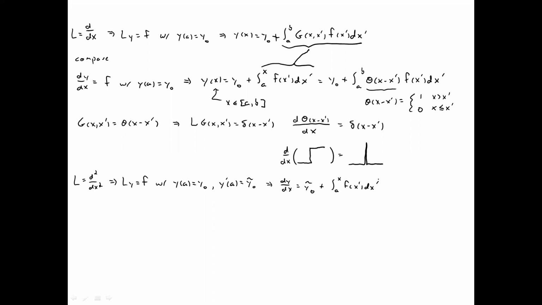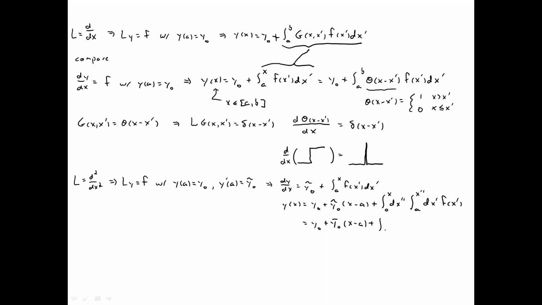Then we can integrate again. And what we'll find is that y of x is y naught plus y twiddle naught times x minus a plus the integral from 0 to x dx double prime, integral from a to x double prime of dx prime f of x prime. Now, I would like to know who is willing to buy this. I can do a little bit of massaging of this last term into the following form.